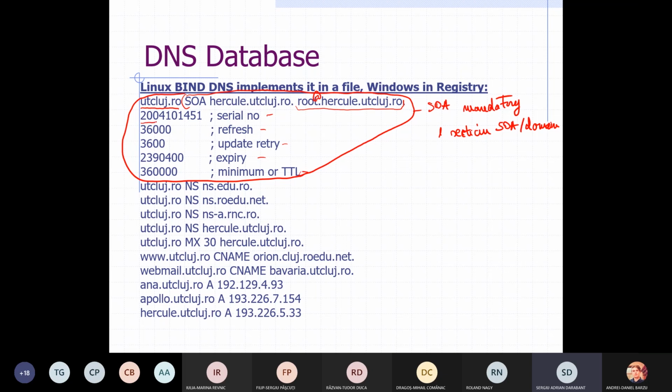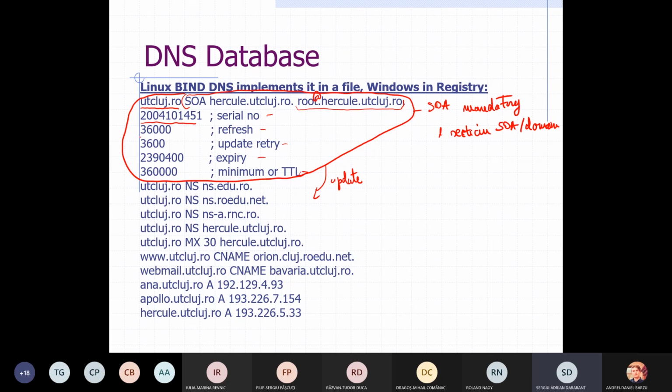For example, the serial number tells me the version of the database that I have. Whenever you update something here, you increment the serial number. That serial number is used by the slave DNS servers to know that there has been a change in the DNS file. Let me get that change, let me synchronize the entire database to my version of the file. So they are just updating themselves by using the serial number.